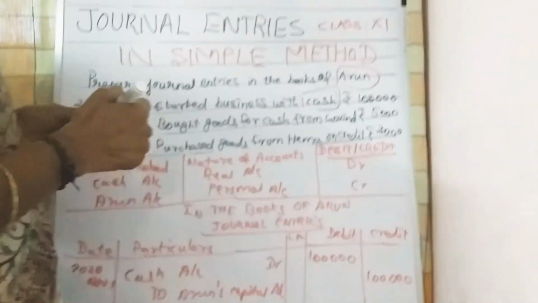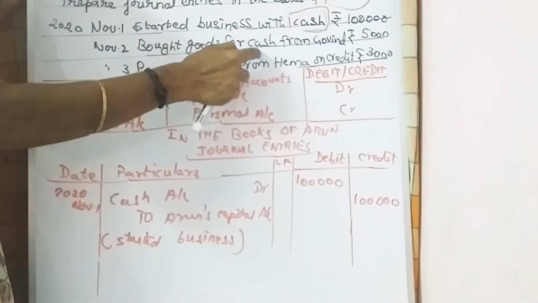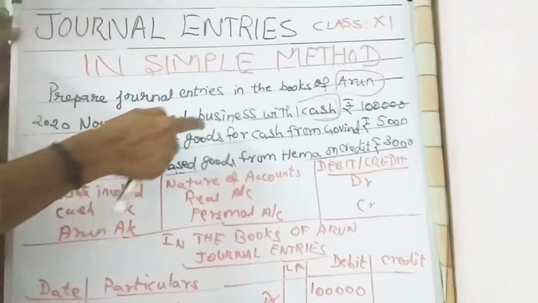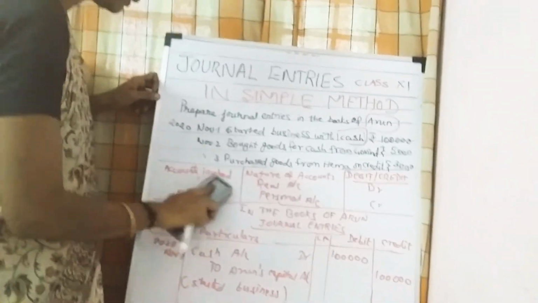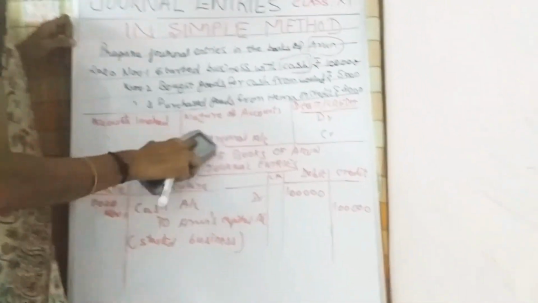The next one, bought goods for cash. The transaction which has been given, bought goods for cash. So it's a cash transaction. Bought in the sense purchases. Purchase goods, it's a cash transaction. So purchases is a nominal account. Nominal account, if you buy any product, it is an expense. All the expenses should be debited.